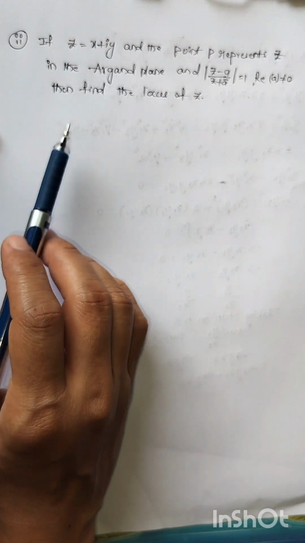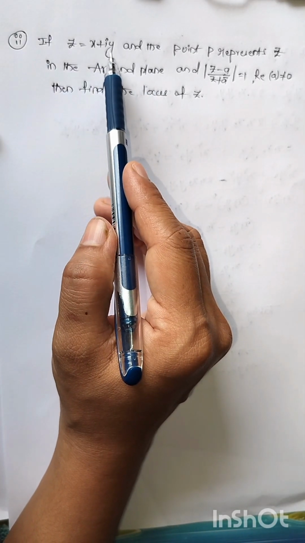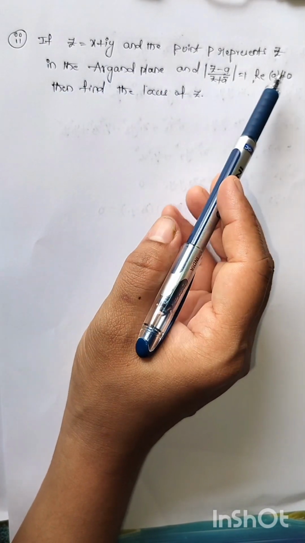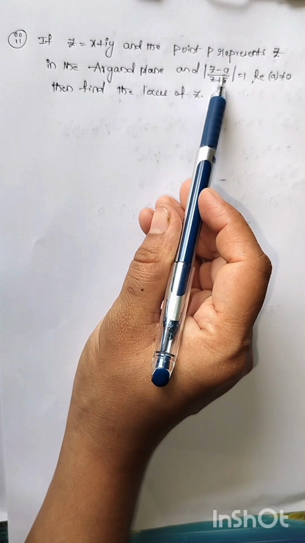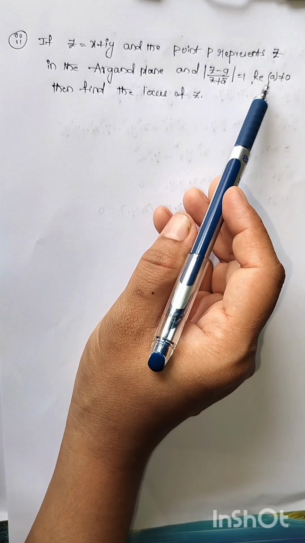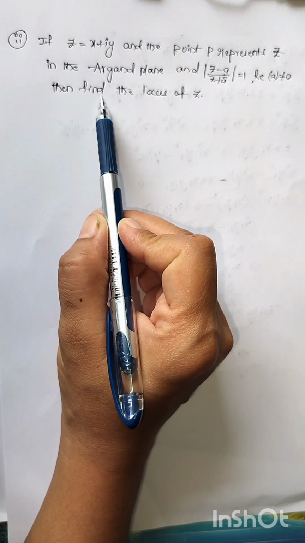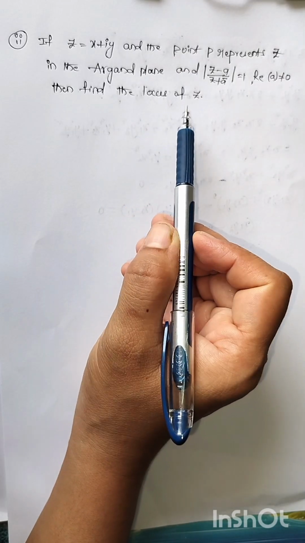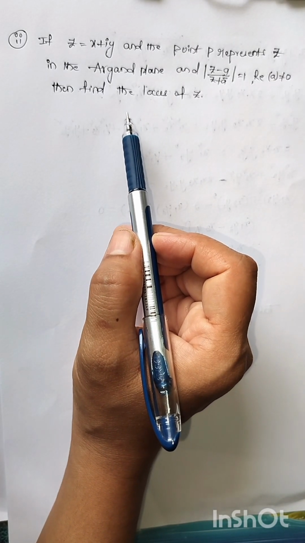Second problem: if z is equal to x plus iy and the point P represents z in the argand plane, and modulus of (z minus a) by (z plus a bar) is equal to 1, real part of a not equal to 0, then find the locus of z. Locus of z means the equation of z.